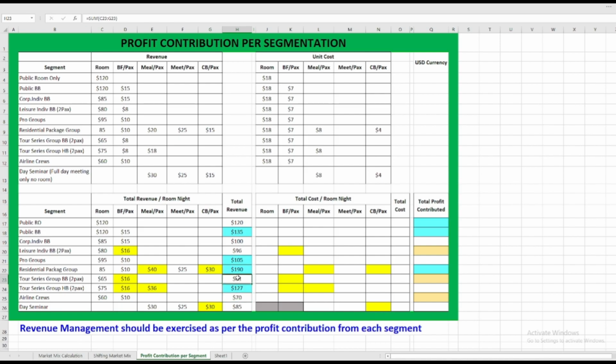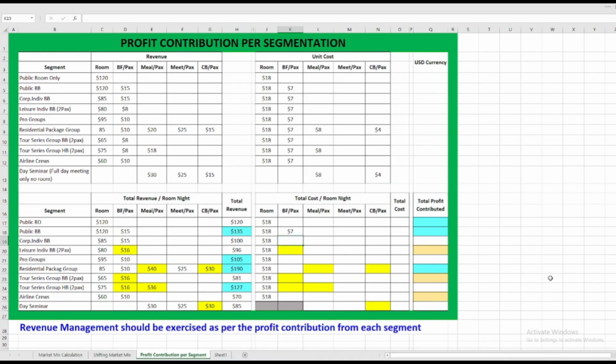Okay, apart from the higher rates, you can see here air crew having the lowest rate. After that, tour series bed and breakfast for 2 persons, only 81, and leisure individual only 96. Okay, so this is total revenue. After we talk about revenue, now let's talk about cost of sale. This is the cost of sale section.